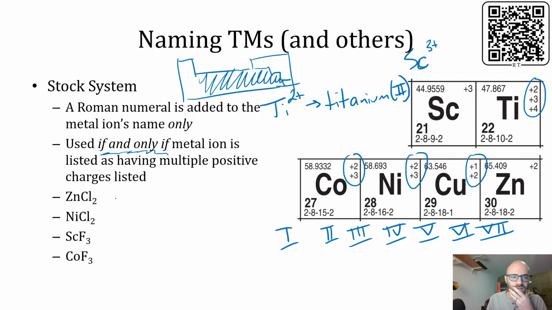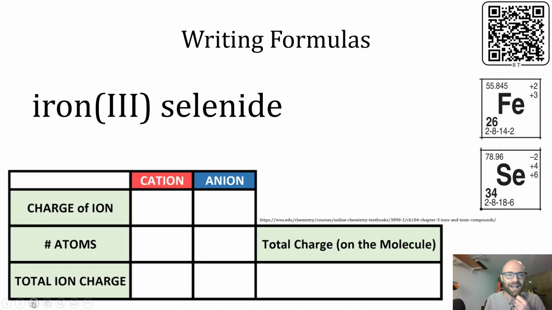So for this one, ZnCl2, no. For NiCl2, yes, because there's a +2 and a +3 listed. For ScF3, no. And for CoF3, yes. If that's unclear, again, rewind back and watch this all again. Just try again and repeat until it makes sense. That's the relatively easiest part of recognizing when this is needed.